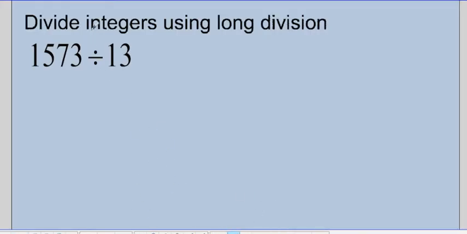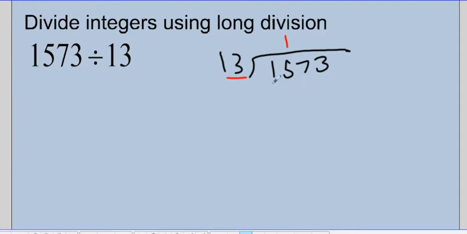Let's practice actually dividing integers with long division. So I have 1,573 divided by 13. What I do is I put 13 on the outside, and the inside I have 1,573. The first thing I ask is, how many times does 13 go into 15? That'd be 1 time. So 1 times 13 is 13. You subtract that, and it becomes 2, and I drop down to 7.